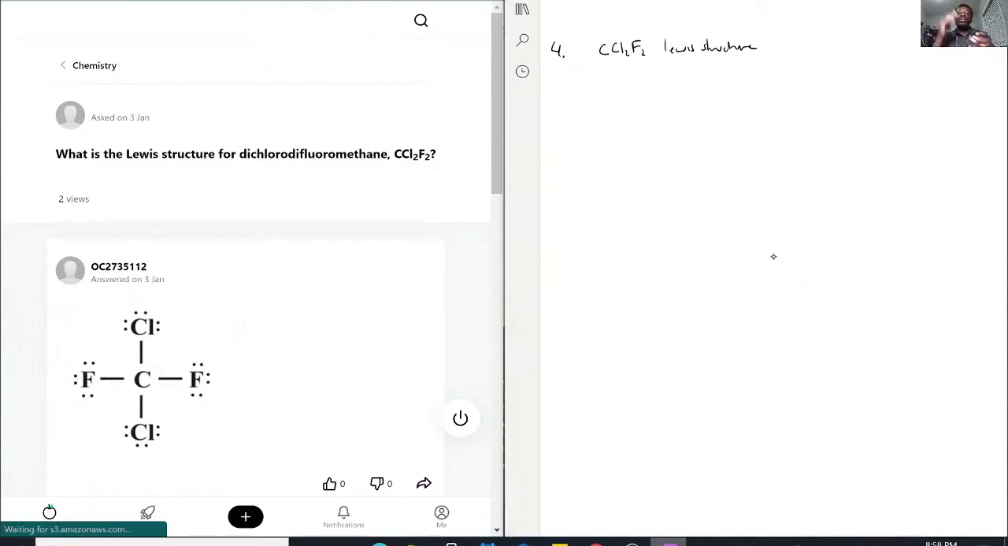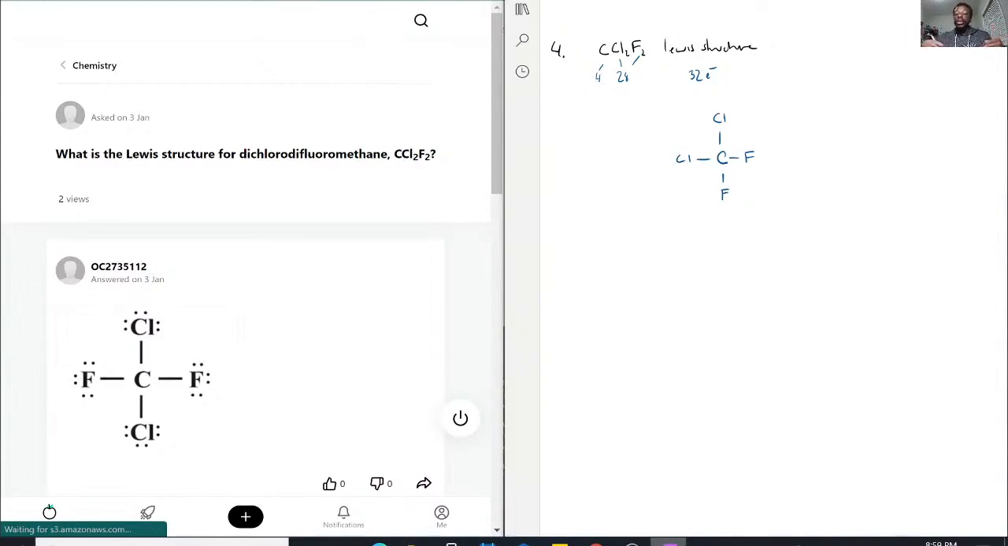So carbon, being on the 14th column, has 4 valence electrons, okay? And chlorine and fluorine, being both on the 17th column, each contribute 7 valence electrons. So 7 times 4 is 28 in total, and 4 plus 28, that's 32 electrons we're working with. So now let's go ahead and draw this out. We have carbon in the middle, and we have fluorine, fluorine, chlorine, chlorine.